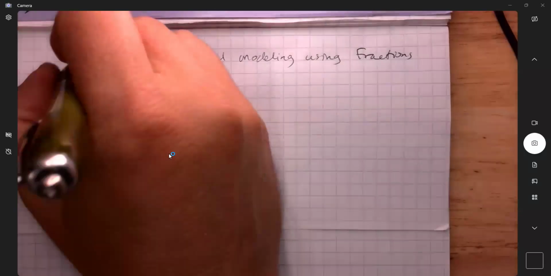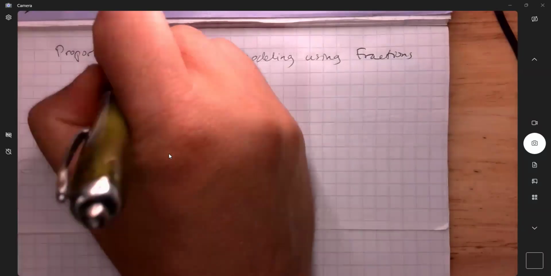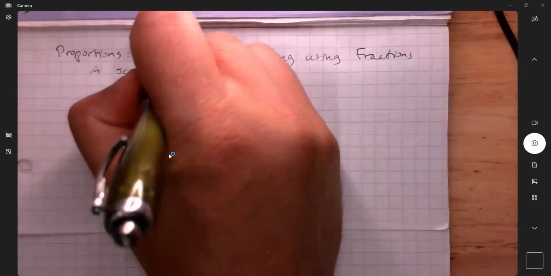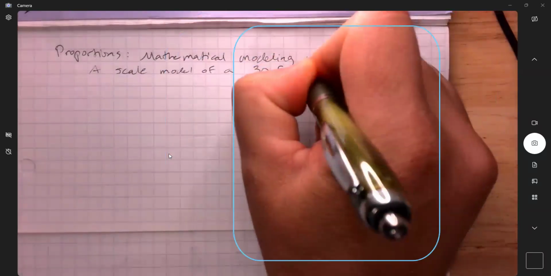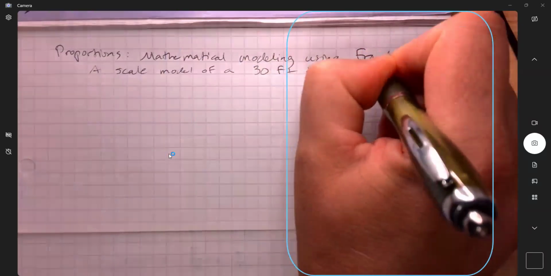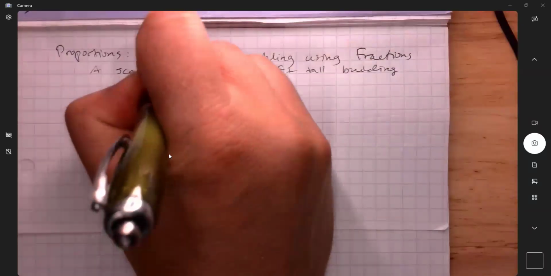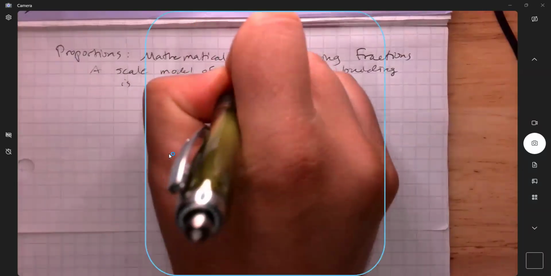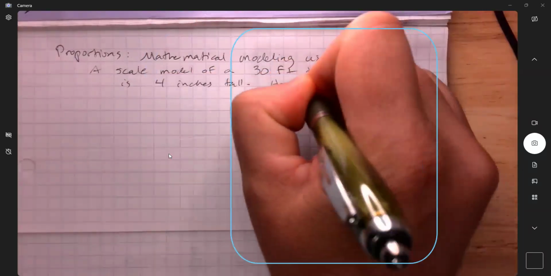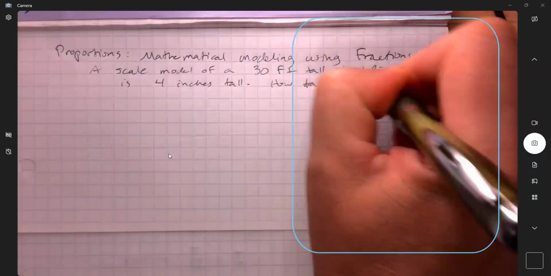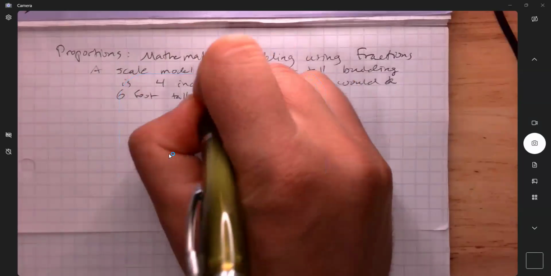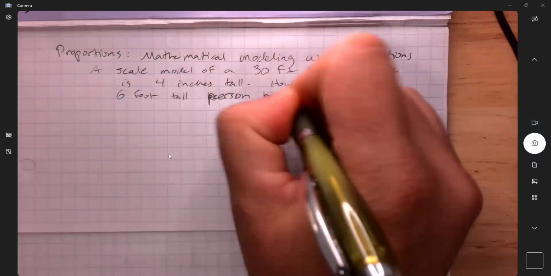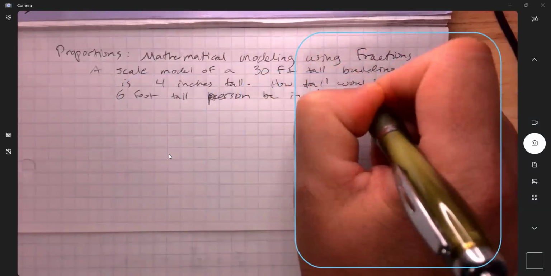All right, so let me give you an example. A scale model of a 30-foot tall building is 4 inches tall. How tall would a 6-foot tall person be in the model?